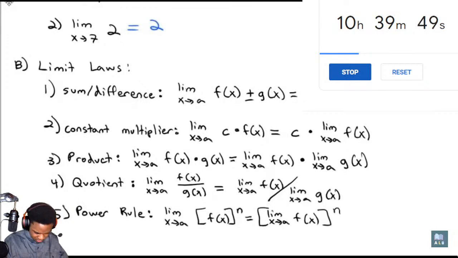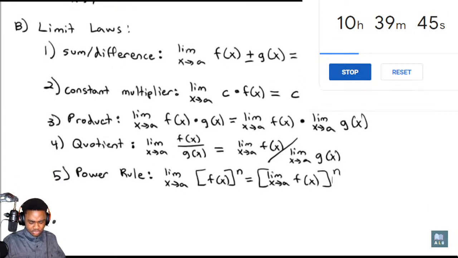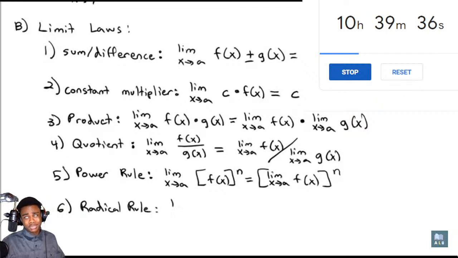And because exponents and radicals are really the same thing, we can extend this to number 6, what we call the radical rule.